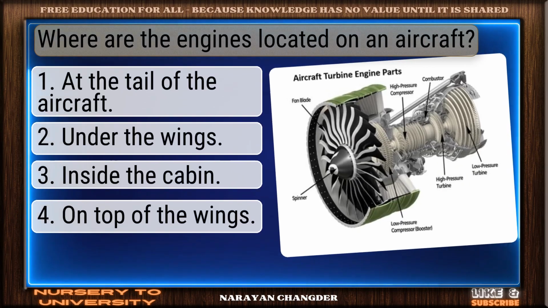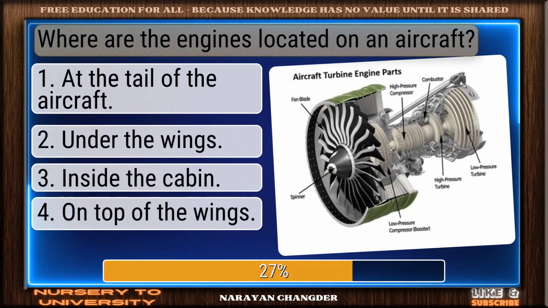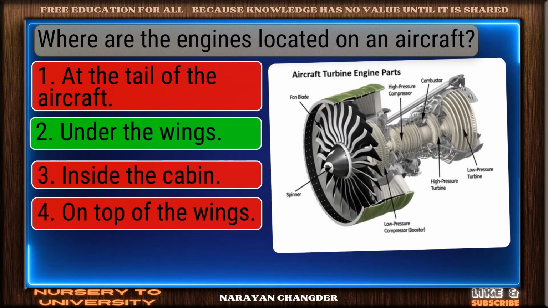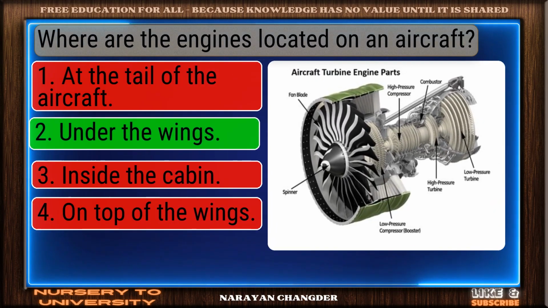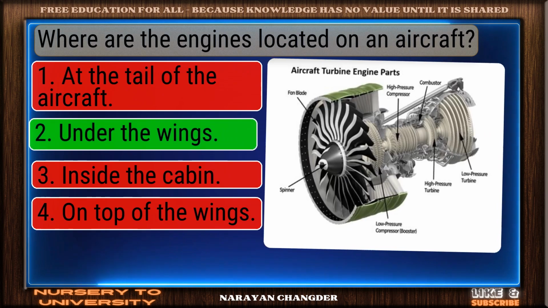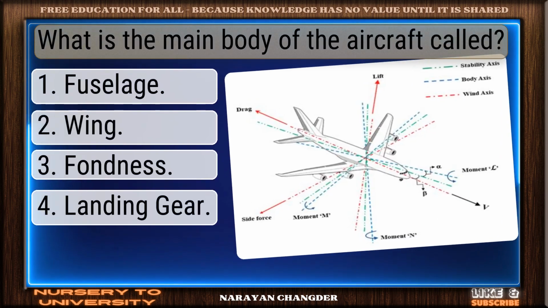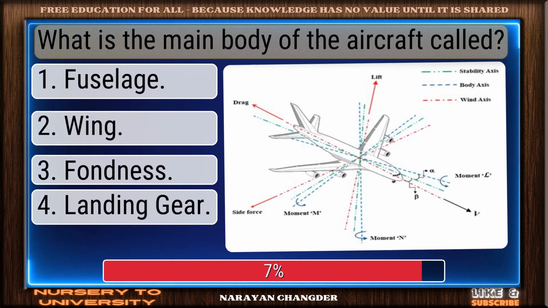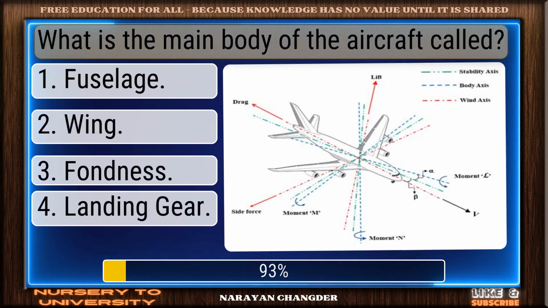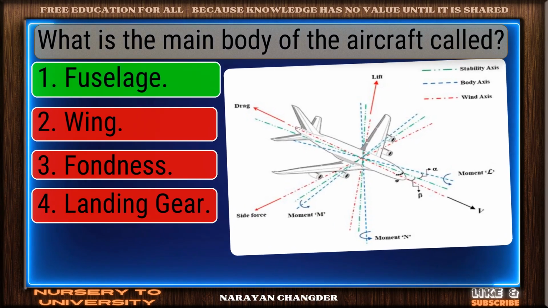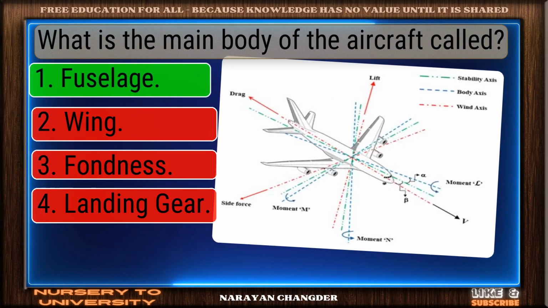Where are the engines located on an aircraft? On track. Under the wings is the correct answer. What is the main body of the aircraft called? Right choice. Fuselage is the best answer.